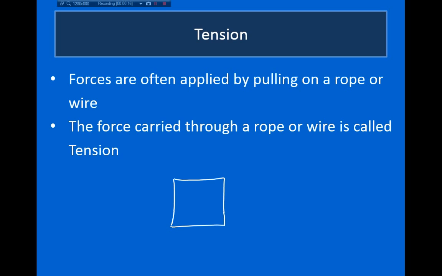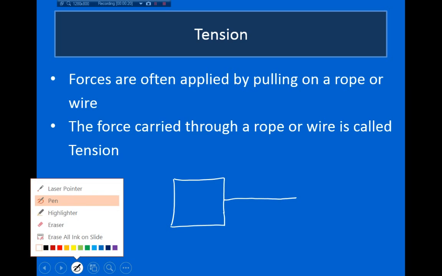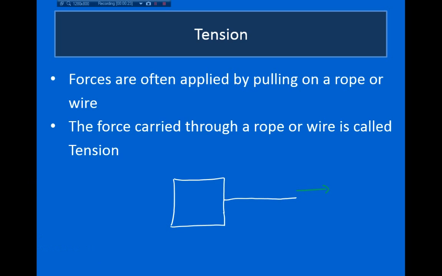So for example, if I have some box here and I've got a rope attached to it, and I apply some force to one end of this rope, this force will be carried through the rope and there will be a force exerted on this box. So the force that is carried through the rope is called tension.